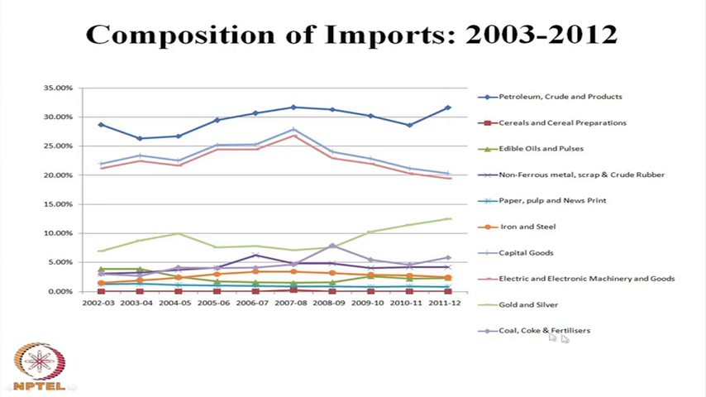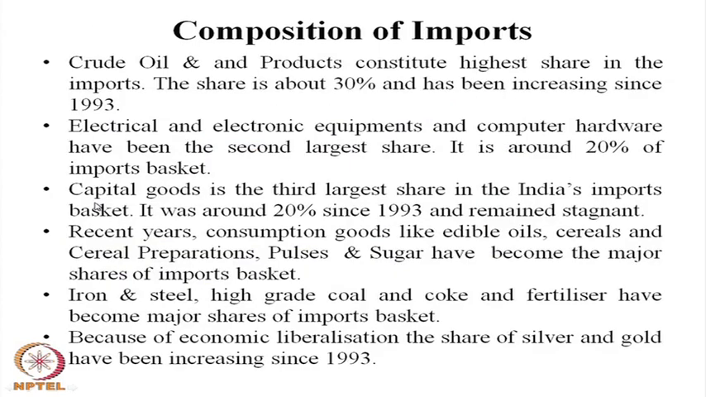And coal and coke also remain quite high after the economic liberalization, and many companies are importing coal, coke and fertilizer for domestic consumption. So, what are the changes in the composition of the import basket? If you see, crude oil and products constitute the highest share in our import basket, particularly the share of crude oil is more than 30% of our import basket since 92-93 onwards.